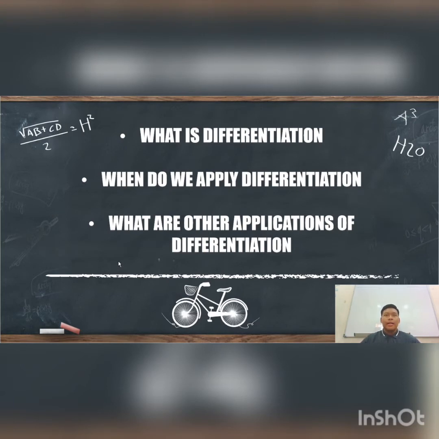Moving to the next slide, what is actually differentiation? Differentiation means the ratio of rate of change between two variables, in which the variable in the numerator is dependent on the variable in the denominator, and this change is instantaneous and very small. When do we apply differentiation?